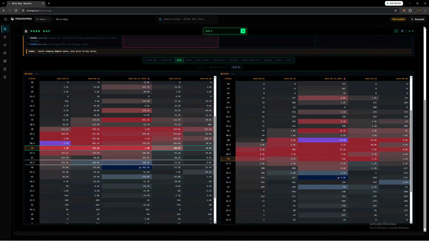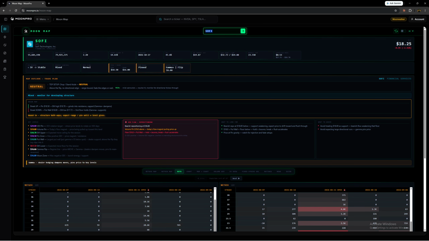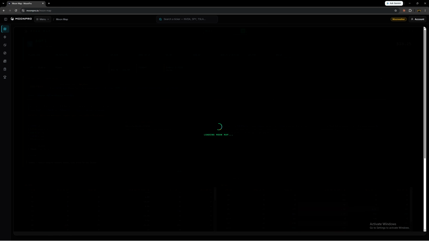All right, so what I personally like to look for, and this isn't on SoFi, it was just a random ticker, is price above a pin zone. Let me find another one here. I'm doing this live, guys, so it is what it is. Let's just try Microsoft.